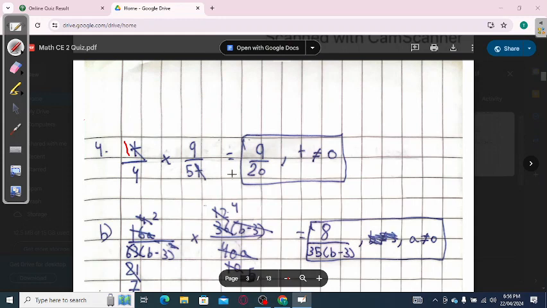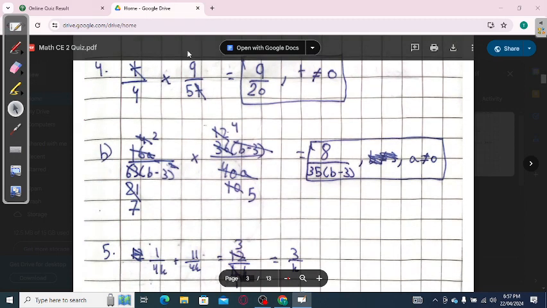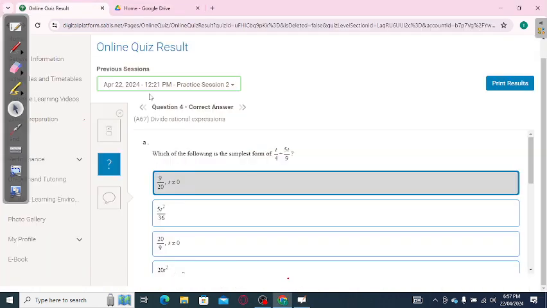Nothing. This is the simplest form, but you cancelled out again. Anything you cancel out, it goes as a condition. So you write t cannot be 0. That's it. That's question 4 part A done. Now for question 4 part B.